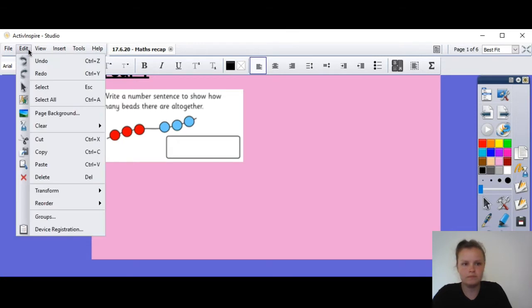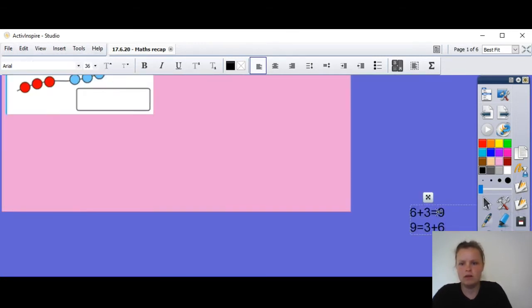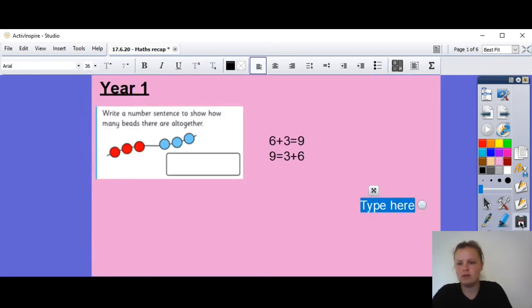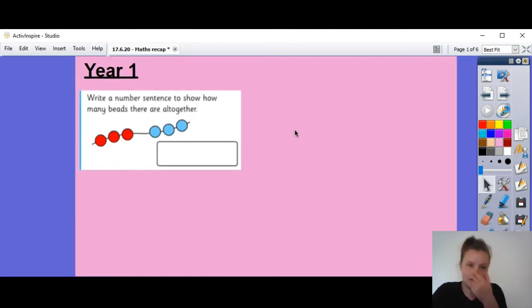Oh, my screen's gone a little bit. There we go. Right, let's try that again. So we need to write a number sentence to show what's happening with these beads. First of all, I want you to have a think what the number sentence could be. What are the beads showing us right now?